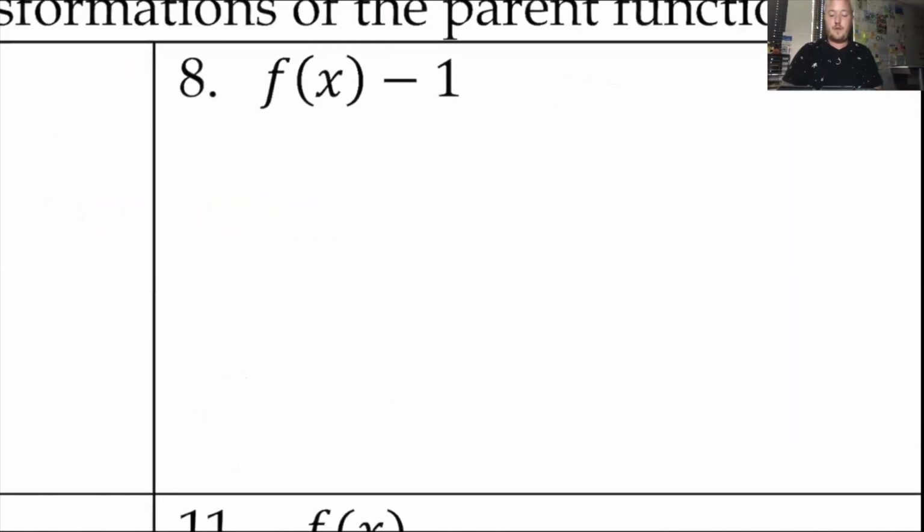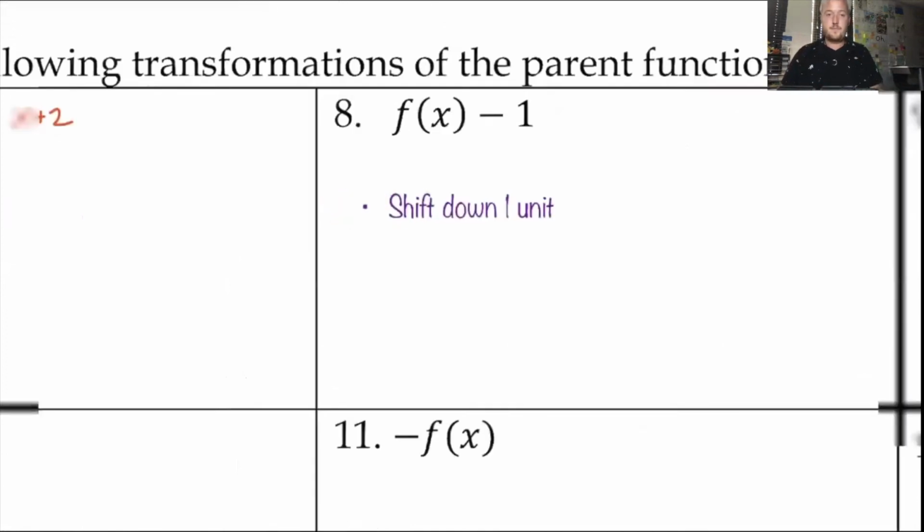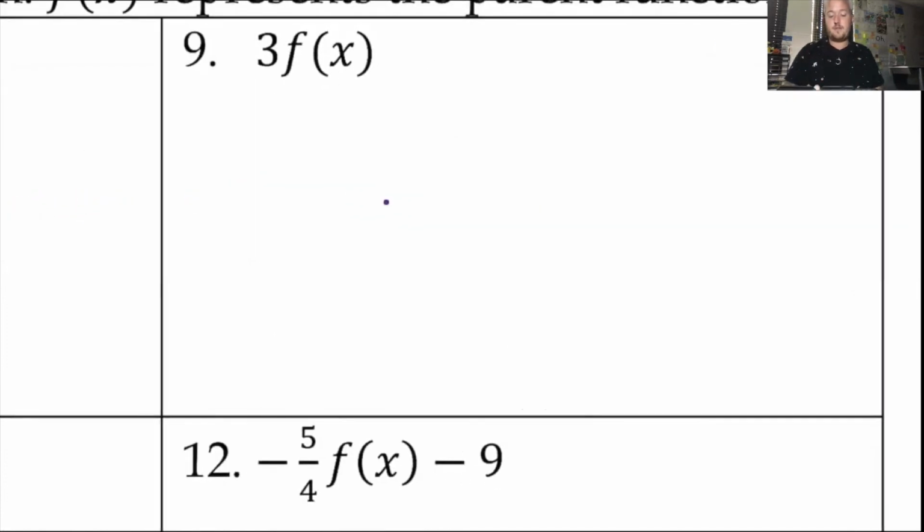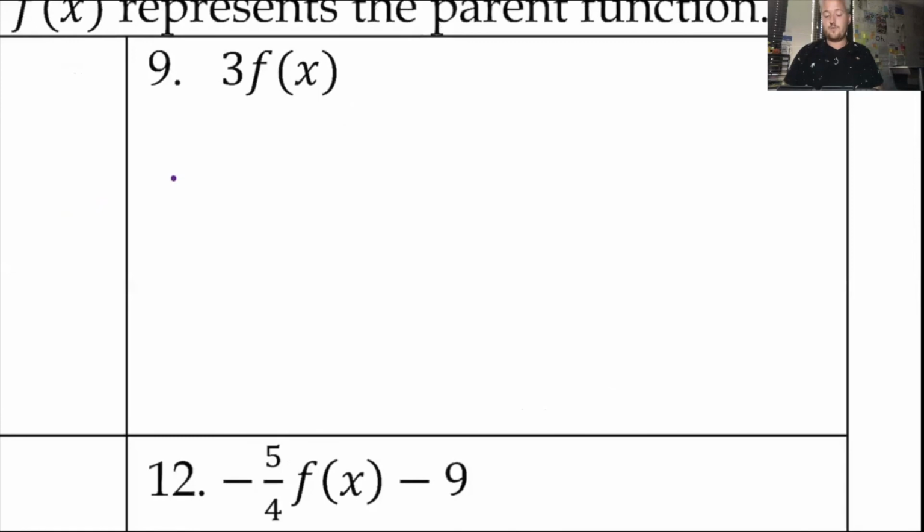So over here, now we have f of x minus 1. So it's just shift down 1 unit. So now we have 3 in front of the f of x. So now that's the same as saying y equals 3x. So this is a vertical stretch of 3.